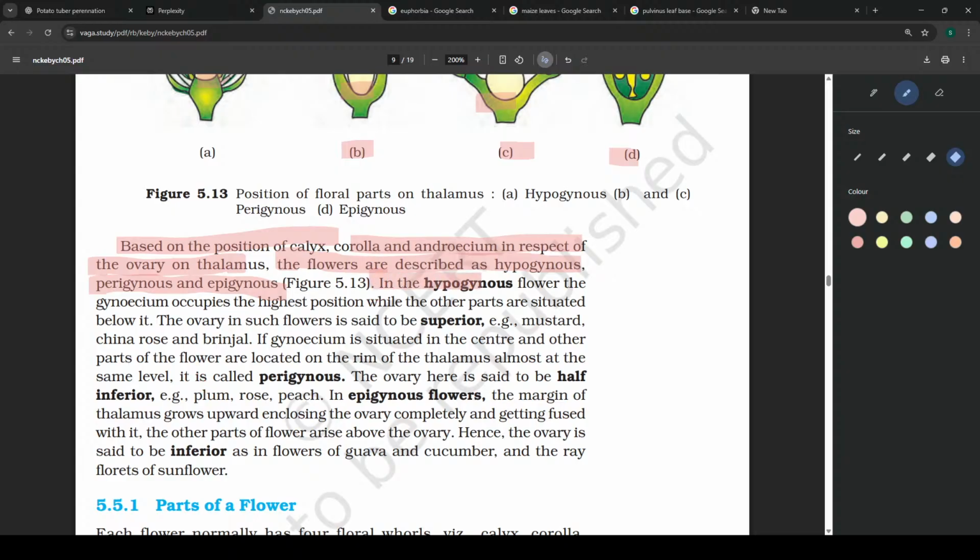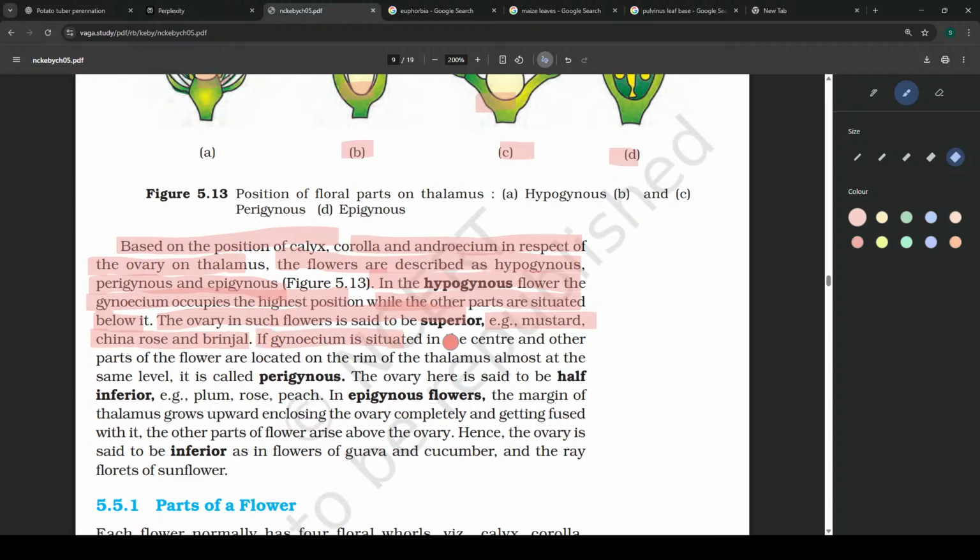In the hypogynous flower, the gynoecium occupies the highest position, while the other parts are situated below it. The ovary in such a flower is said to be superior ovary. Examples are mustard, china rose, and brinjal, basically hibiscus, brinjal, and mustard.